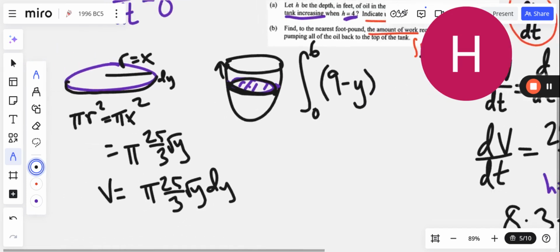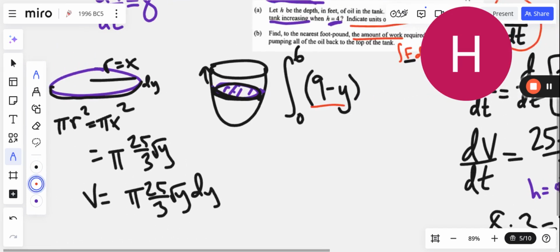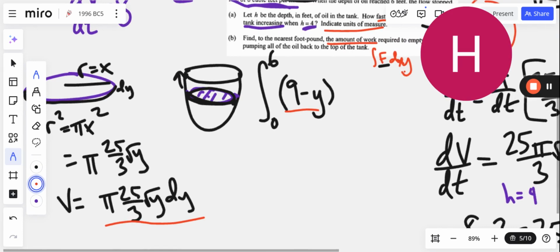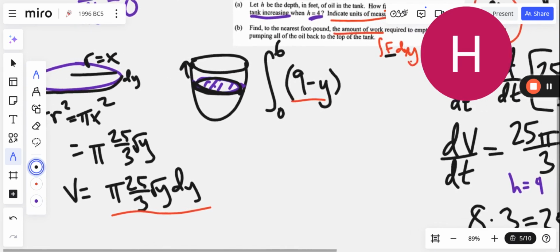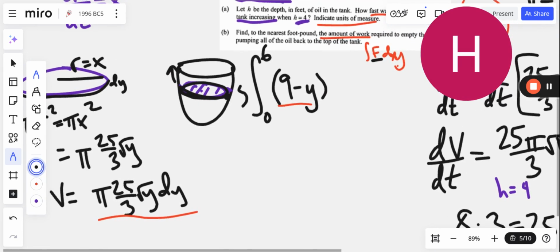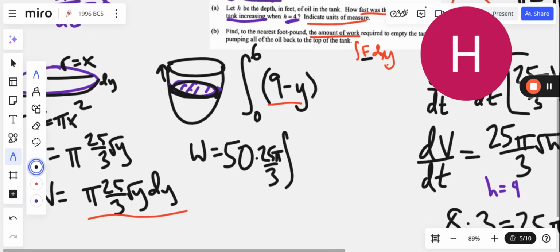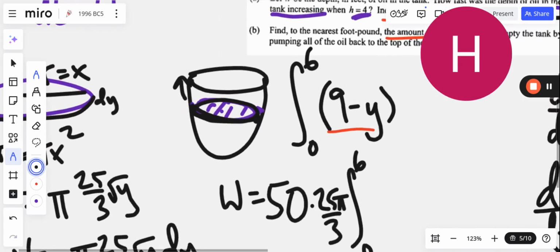So if we put all of that together, here's the distance that it has to travel. Here's the force, that's the volume. So the force is 50. Now we're getting somewhere. Work is equal to 50 times that, times 25 pi over 3. I might as well bring all the constants out front because this integral is going to look kind of messy. The height goes from 0 to 6 because we're talking about where the oil level is going to be. Technically we're draining it from 6 to 0.